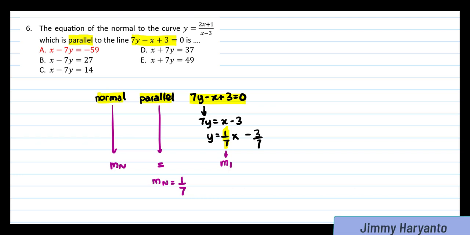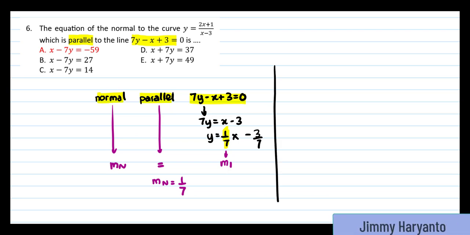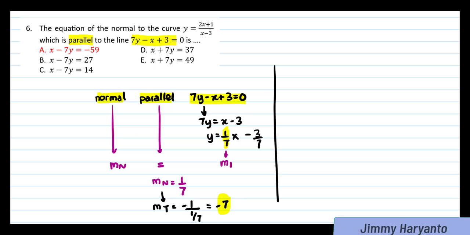Okay. To find the normal, of course, we need a point, just like the tangent. To find the point, we have to find the gradient of tangent first. Gradient of tangent equals negative 1 over 1 over 7, so negative 7. So this one is the gradient of tangent, and we also knew that gradient of tangent is equal to y prime. The y prime is the same as the gradient of tangent. That means we have to find the y prime first.